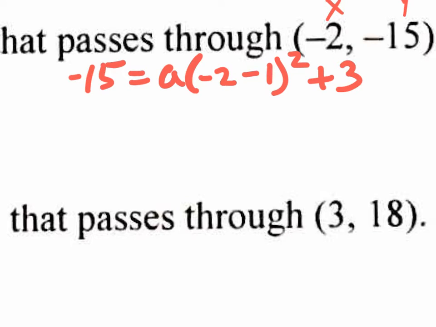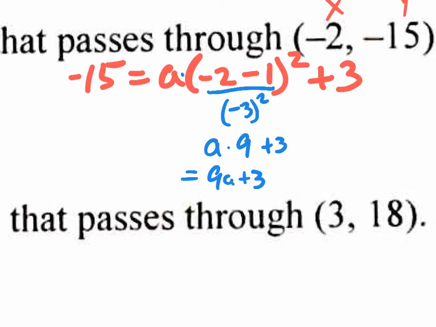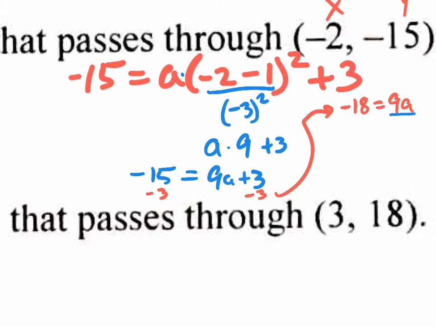So let's do the math here. Let's solve for A. What's -2 minus 1? -3. -3 squared? 9. So I really have 9 times A out in the front plus 3 at the very end. So I really have 9A plus 3 equals -15. So let's solve for A. What do I do? Subtract 3, subtract 3. I will have, let me bring it up here, -18 equals 9A. What's my final step? Divide by 9, divide by 9. A equals -2. I now finally have my A value.